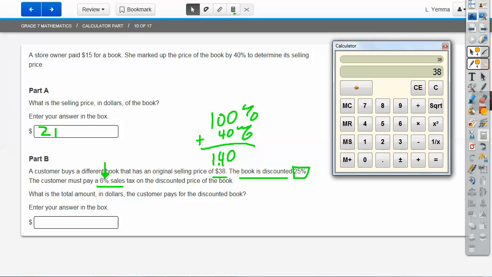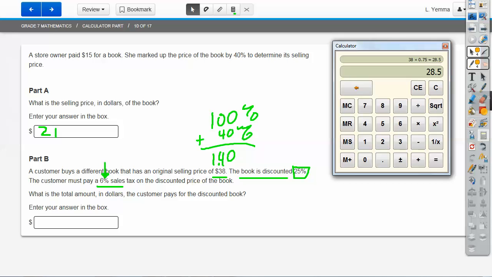75%. So an easier way to do this is just to multiply my original sales price by the percent of the book that I will have to pay for, the 75%. And so the actual price of the book is $28.50.